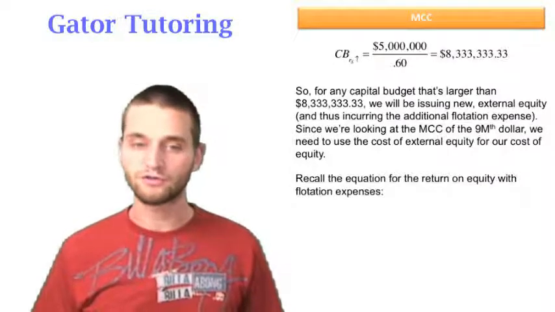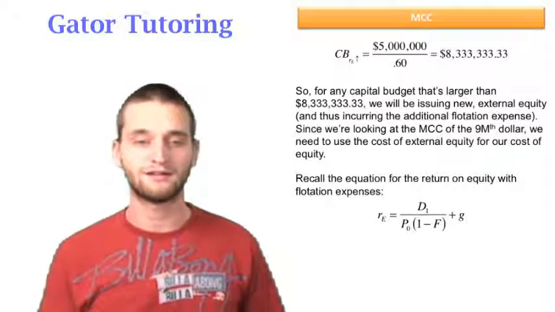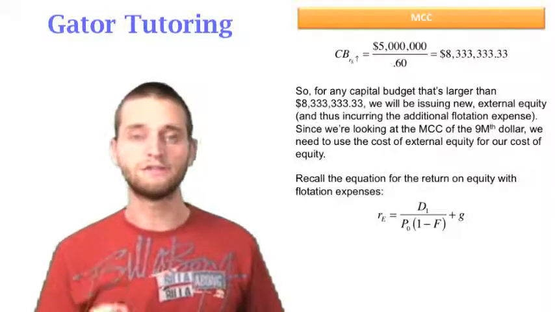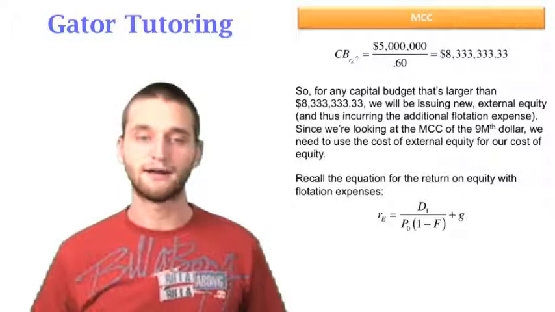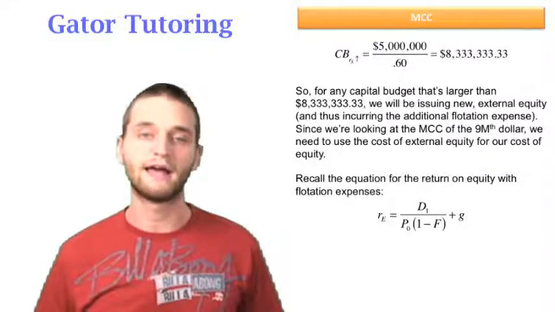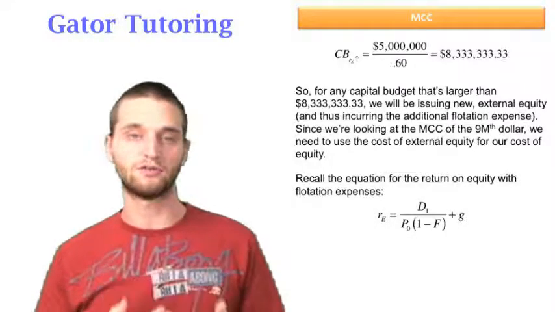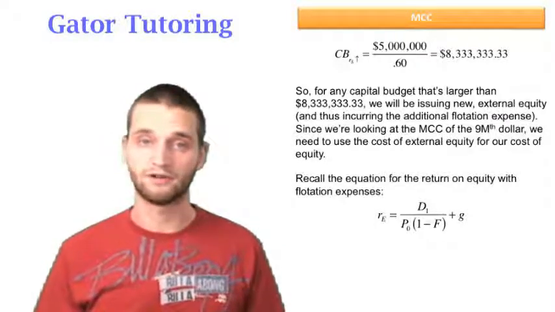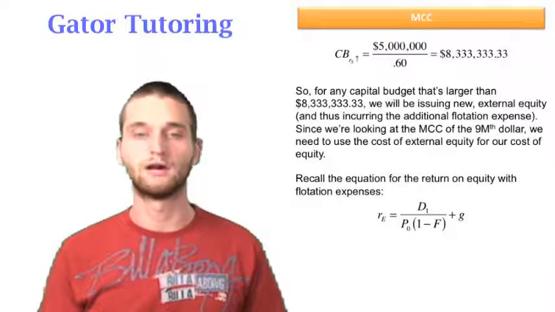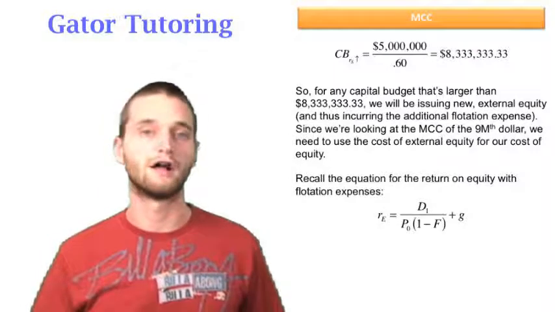Well, recall the equation for the return on equity with flotation expenses. It's the discounted cash flows formula, and it says that the rate of return on external equity, we'll call that R sub E, equals the dividend in period 1, D1, divided by the price of the stock today, P sub 0, times 1 minus F, where F is the flotation expense. Basically, it's saying every time we sell stock, we don't get the whole price. We get whatever's left after we pay the flotation expenses. And then you add the growth rate as well to account for any capital gains. The sum of those two components gives us our return on external equity.